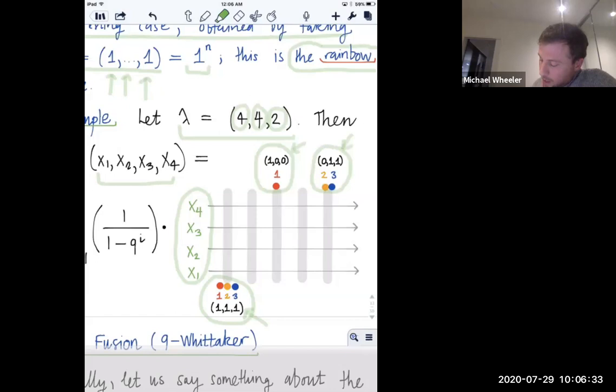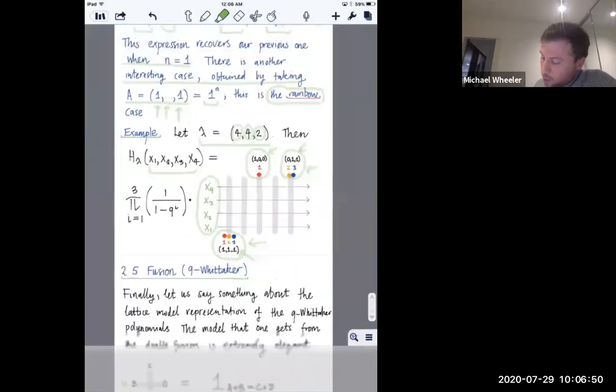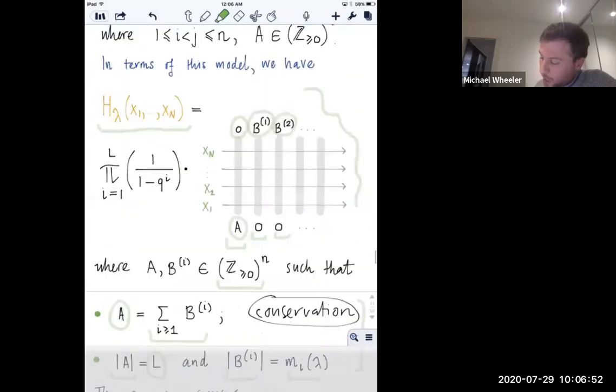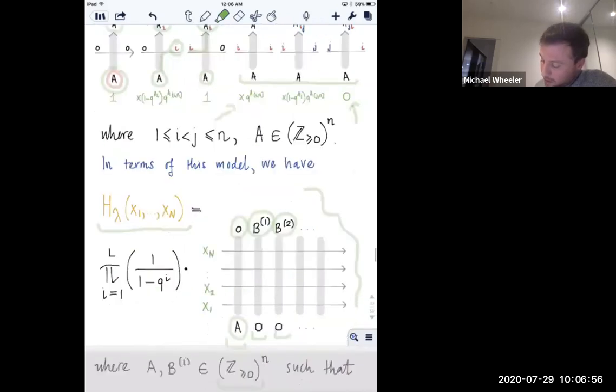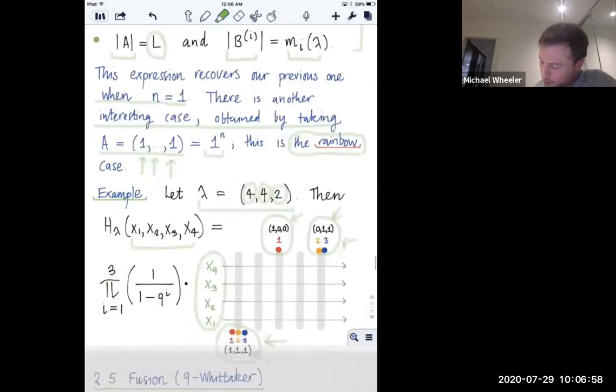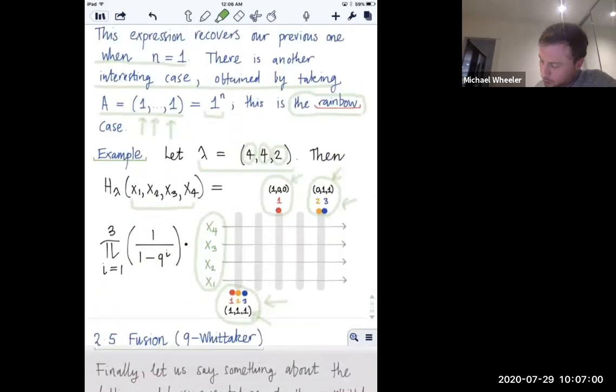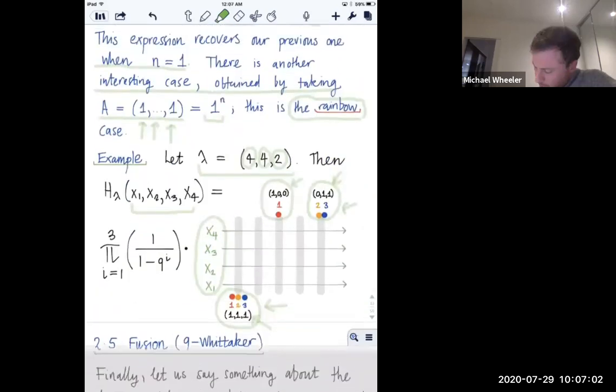So the claim is you work out the partition function of that thing. You have to work out all possible ways for the particles to go from their starting place to the finishing place. You work out all configurations. You work out the weight of every single configuration using this table of weights that we have here. And at the end of the day, you get the Hall-Littlewood polynomial. So this is the claim.